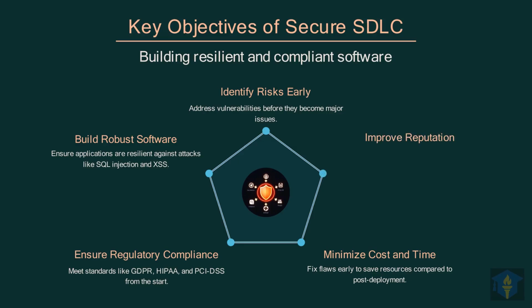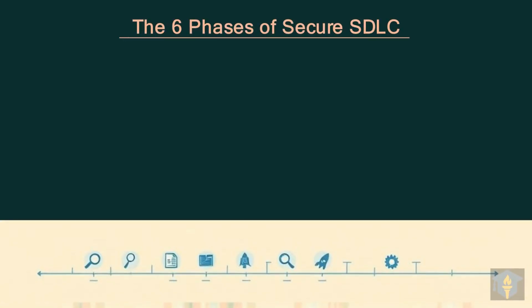Finally, implementing secure SDLC significantly helps in improving your organization's reputation. By delivering secure applications, you build trust and confidence with your customers, enhancing your brand. Let's now explore the 6 distinct phases that make up the secure software development lifecycle. Remember, security is not just a single step, but rather integrated seamlessly into every stage.